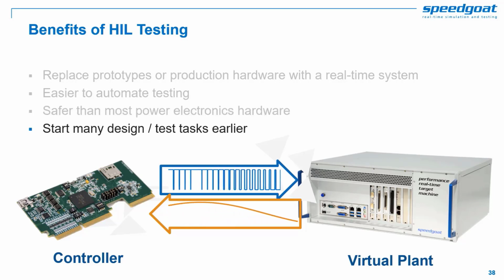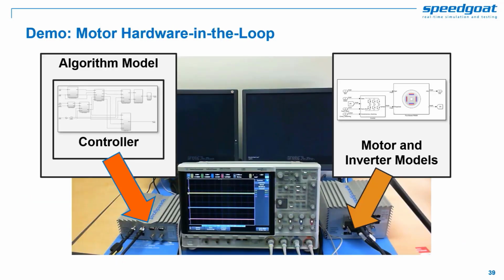And it enables you to start many design or test tasks earlier, because you can test controllers even if the hardware is not available. Let's look at a motor HIL demo setup. On one side, we deploy the controls and the PWM generation on the Baseline target machine. This is our device under test. On the other side, the Speedgoat HIL simulator runs a real-time simulation of the motor and inverter models and generates analog signals emulating current measurements and encoder signals.